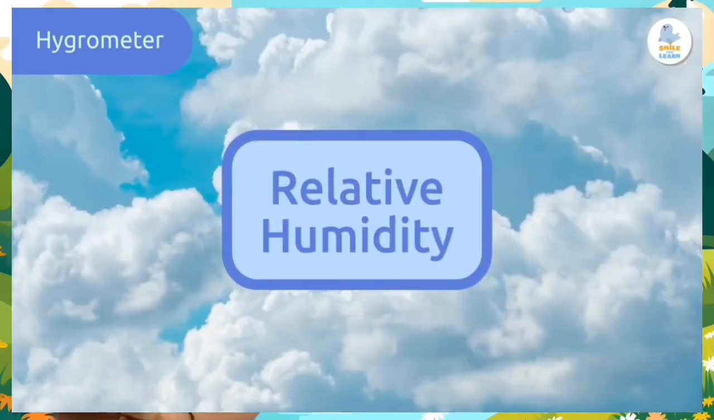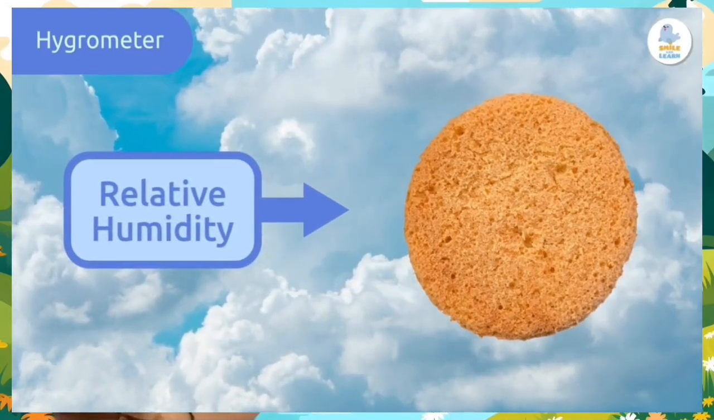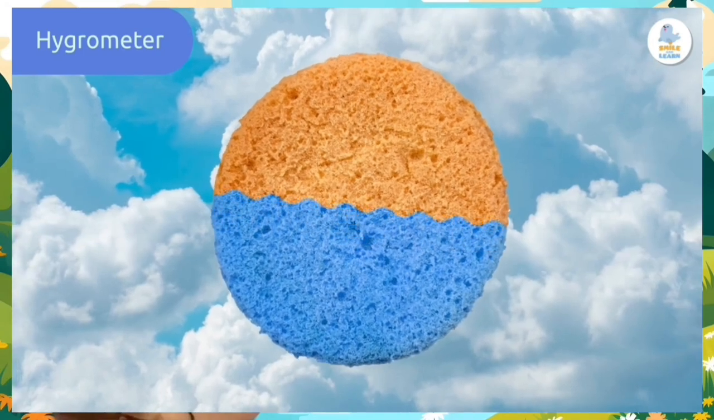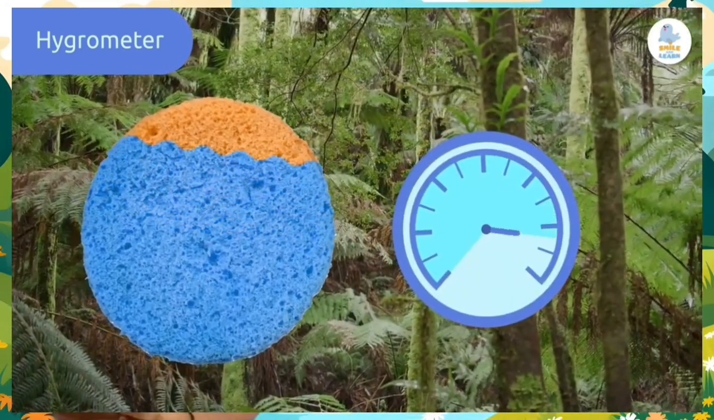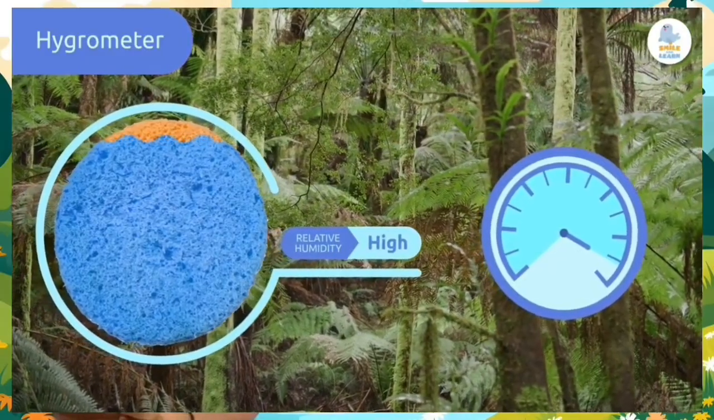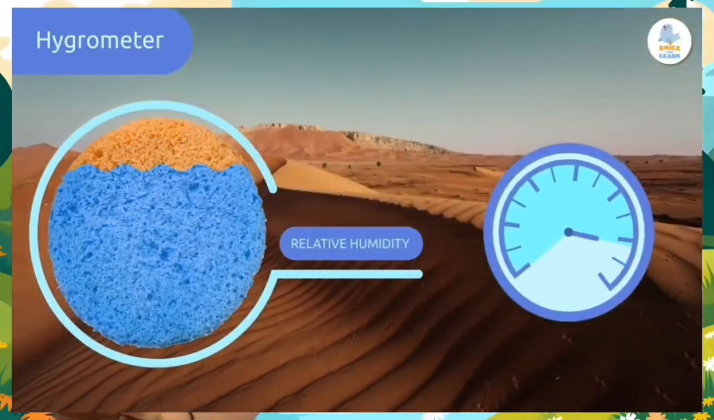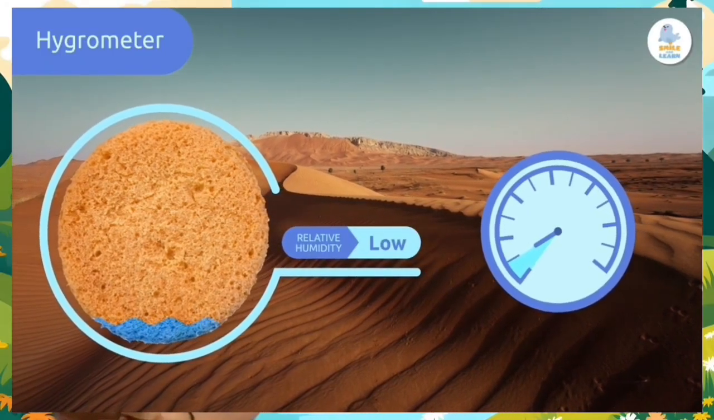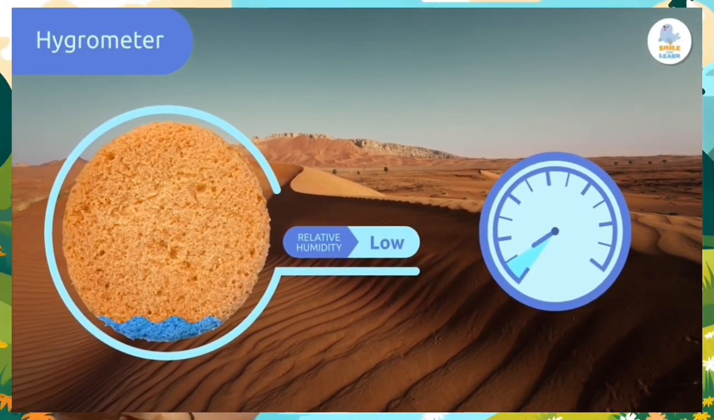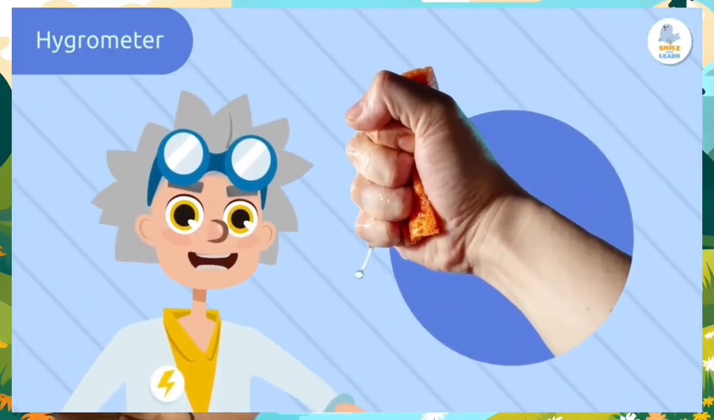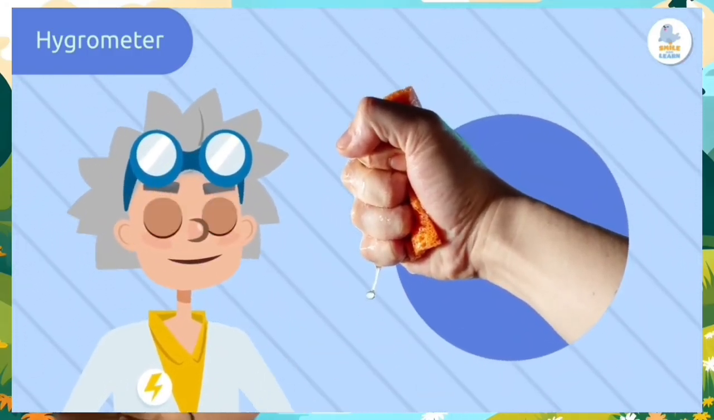Imagine that relative humidity is like a giant sponge in the air. The sponge can absorb water. If the sponge is really wet, we say that the relative humidity is high. But if the sponge is only a little wet, the relative humidity is low. Hygrometers help us to know how much water is in the sponge or the air.